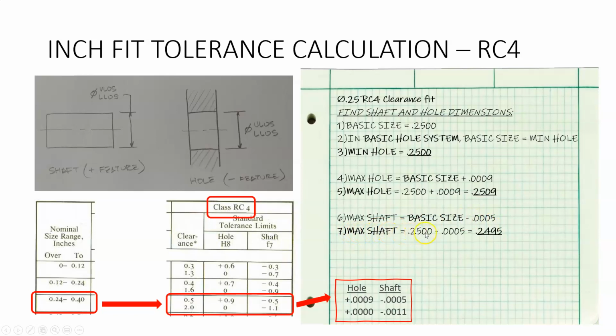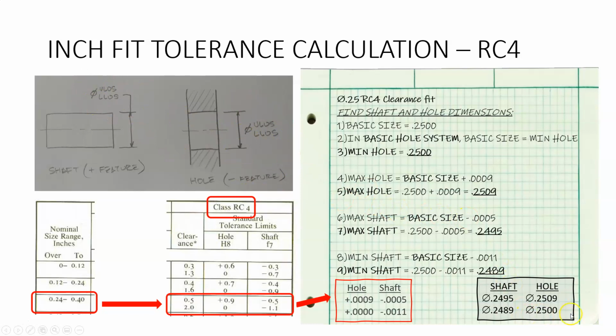So, all right, we can do this. The max shaft is equal to 0.25, again, this number minus 0.5 of a thou, is 0.2495. And then the min shaft is the basic size minus 0.0011. Again, we got that right here. And so the min shaft is equal to 0.25 minus 0.0011, which is 0.2489. And folks, we're done. So those are the four numbers that we need for the hole and the shaft dimensions.